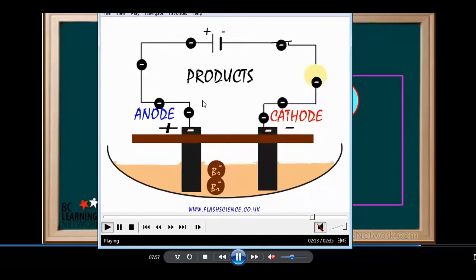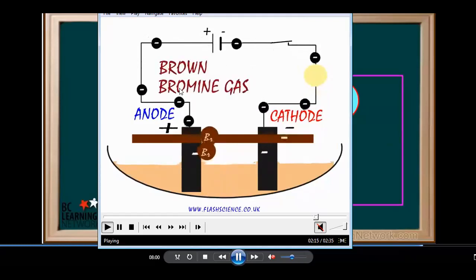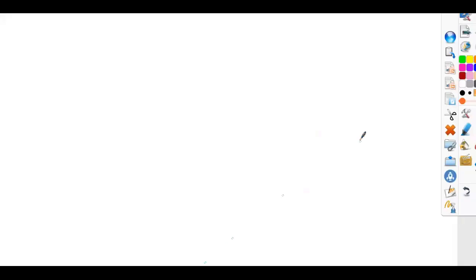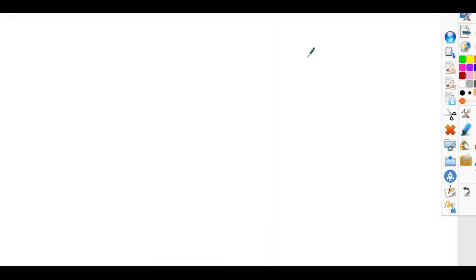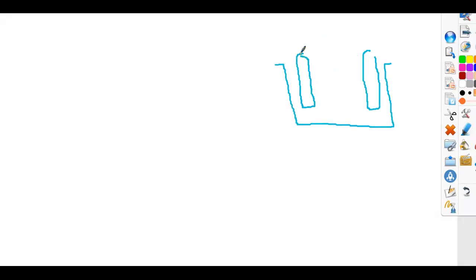So the insoluble salts can't undergo electrolysis in a solution, only when molten. So let's see the difference when we have aqueous solutions. When we have NaCl molten, we say there is no competition. The positive sodium is directed to the cathode, and the negative chlorine is directed to the anode. Anode is positive, cathode is negative.